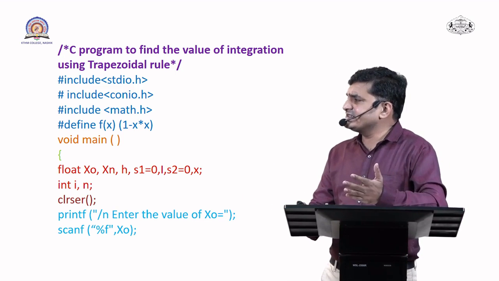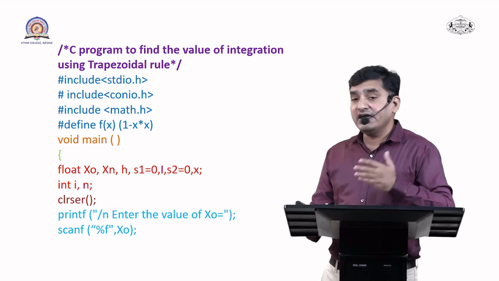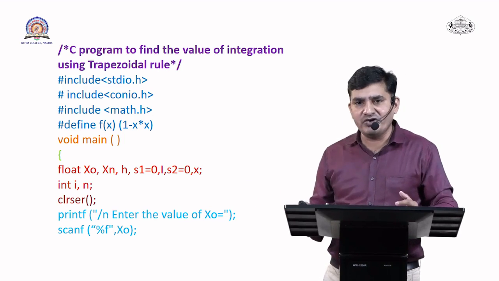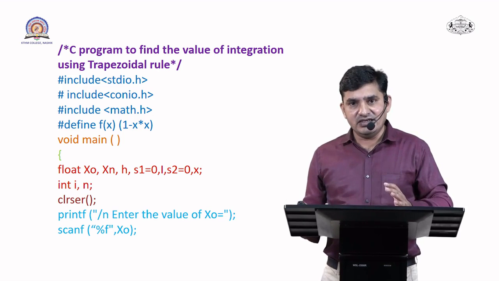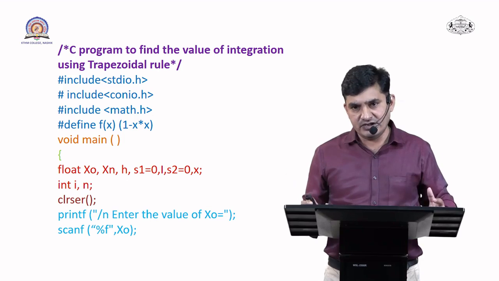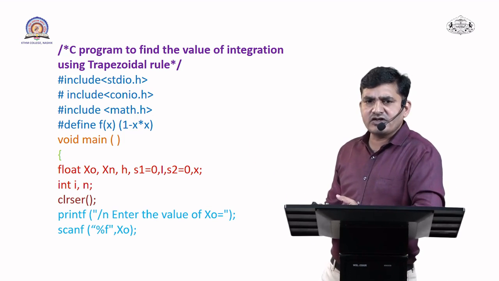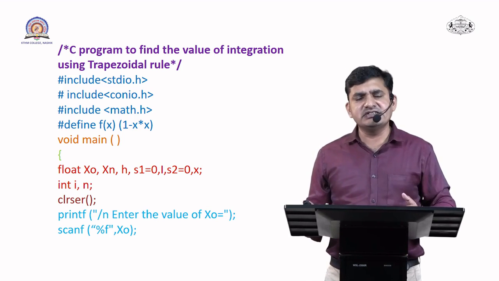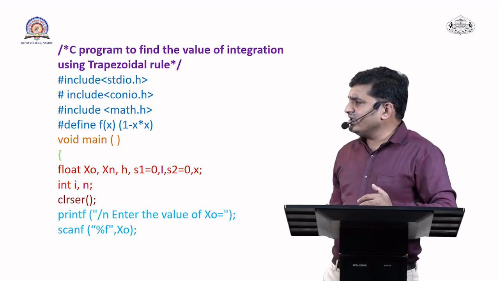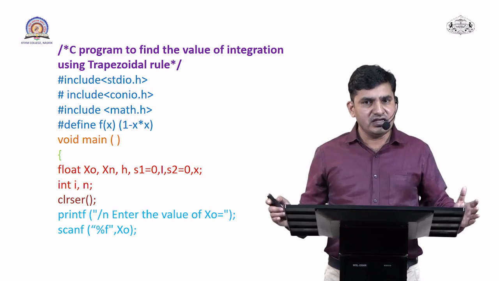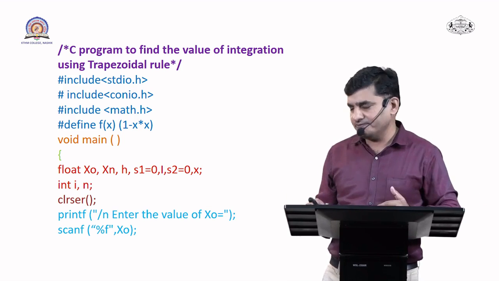Then initialize s1 is equal to 0, s2 is equal to 0, and x, which is also floating point. Then n and i, these two are integers. So this is the initialization of variables. First is a floating point variable, and second is an integer. Then clear screen. Clear screen is used to clear the previous output.